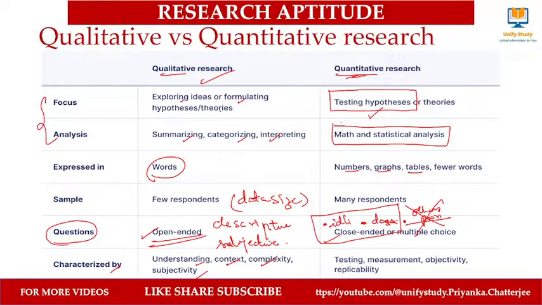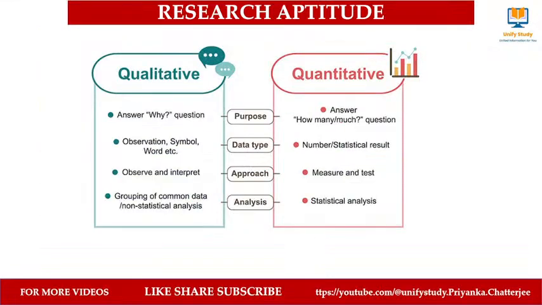So now we are going to say, in short, qualitative research works on the why question. Quantitative research works on how many, how much. This is the purpose. Okay, this explains why it happens. That is quality. Okay, quantity means how many, how much. It works with the numbers. And the data type is with what? It is a kind of observation, symbols, words that can be used.